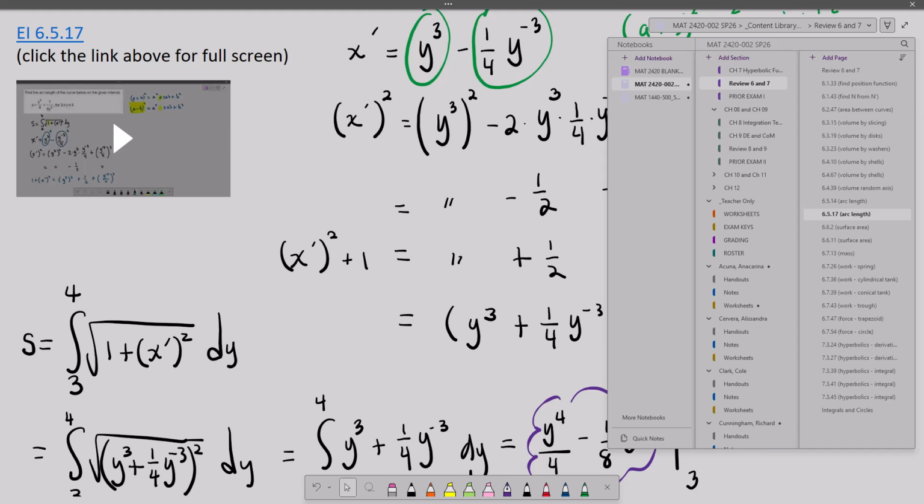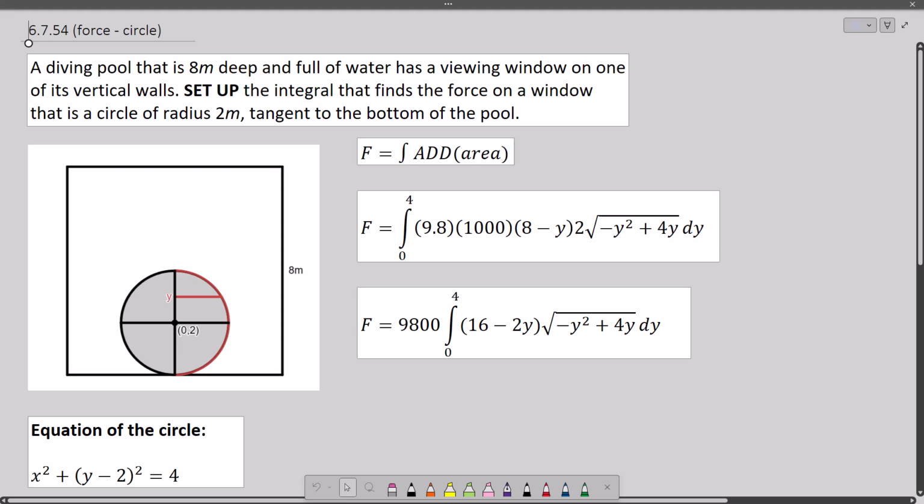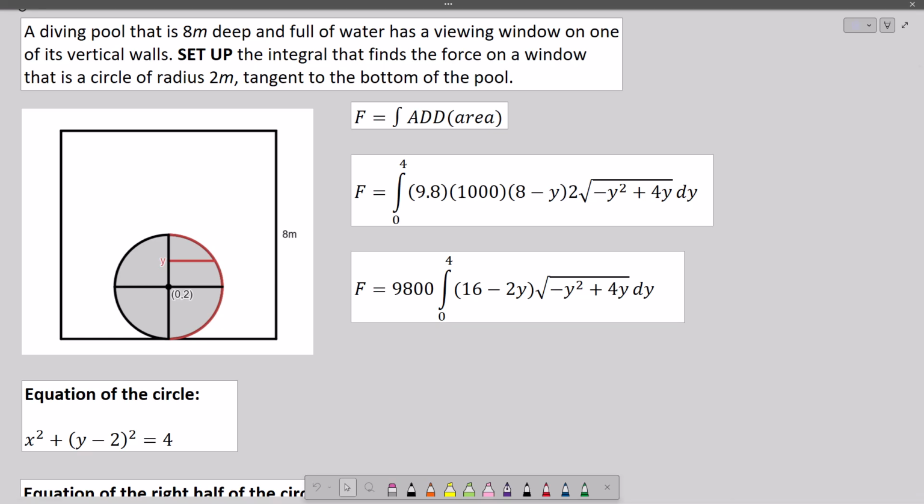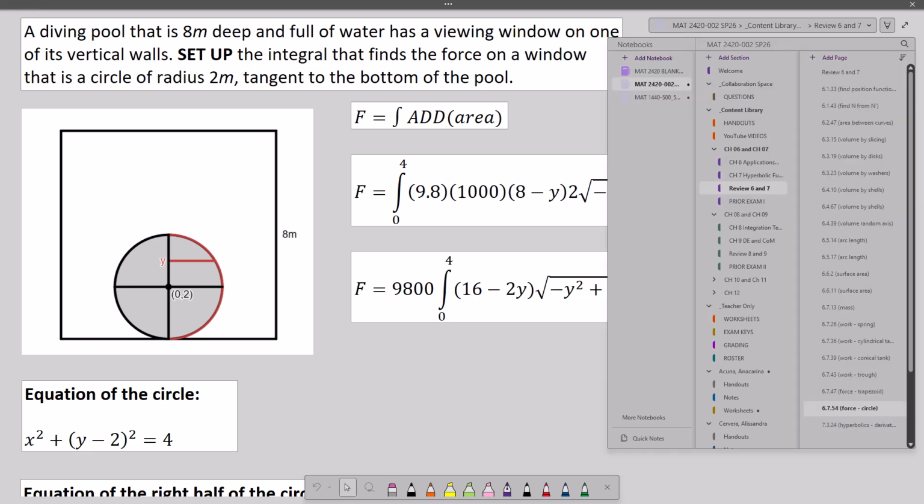So let's do force. We already did a trapezoid with the work one, so maybe we'll do the circle for this one. Let's see if we can get through the setup on this pool problem. Which problem is this? So this one is the second of the force problems down here, so 6, 7, 54.